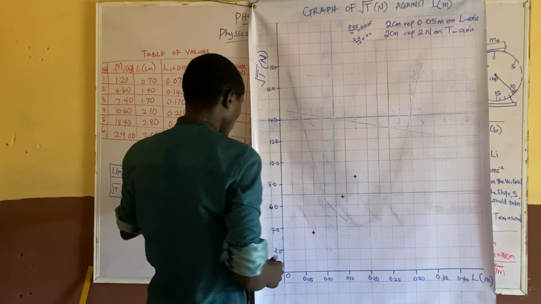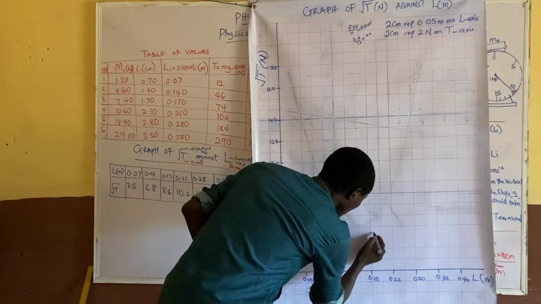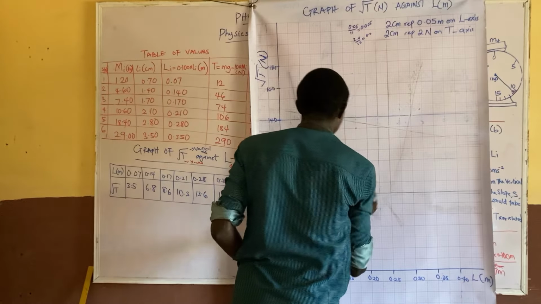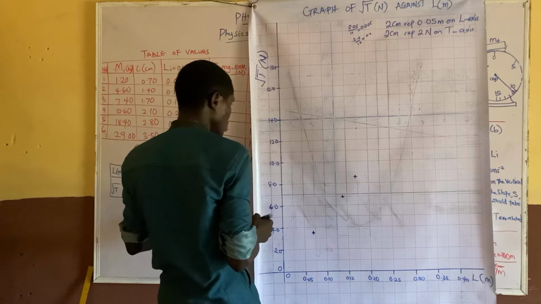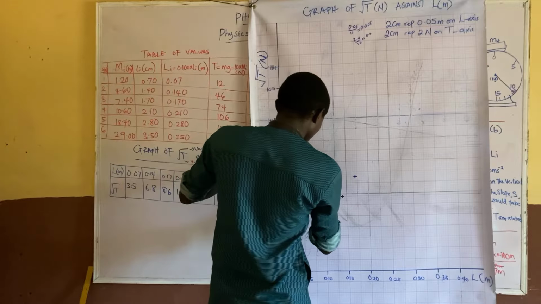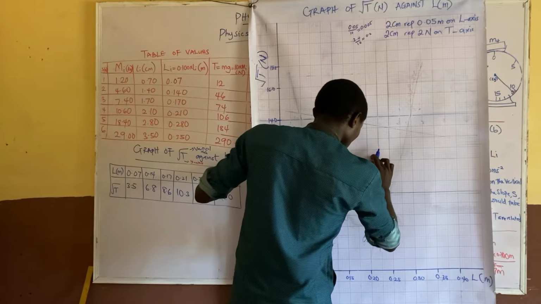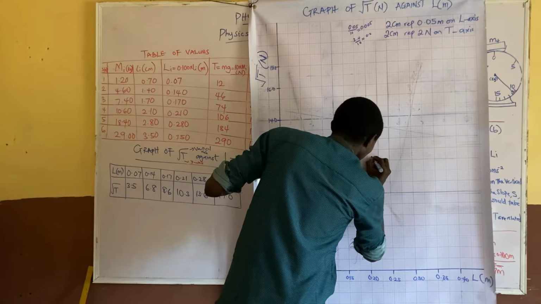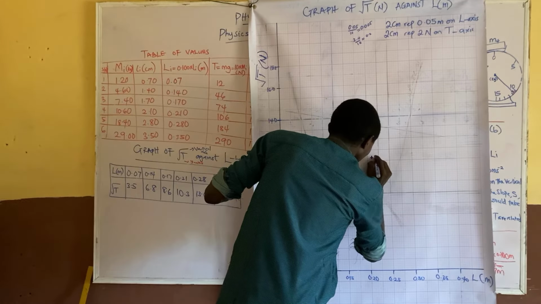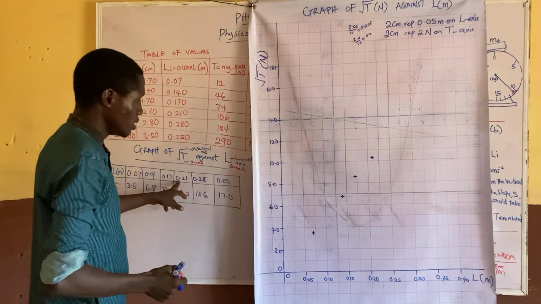0.17. Now 0.21. 0.21 is here. Just put it so that you can remember. Now 0.21 against 10.3. That is 10.2, this is 10.4, so 10.3 falls in between here. So that's your point, 0.21 against 10.3.